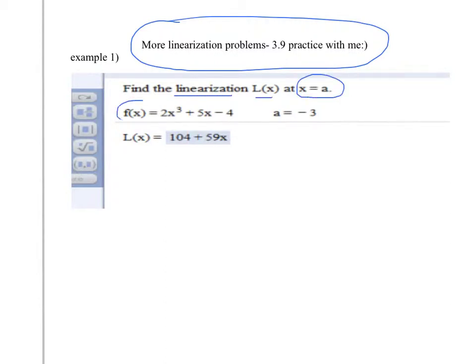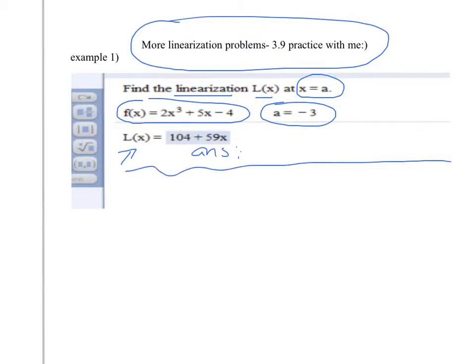So here we go. Find the linearization L of x at a point x equals a. They give us the function and some point, a equals -3. This is the answer, just ignore that temporarily. I had done that on my math lab and typed it in. I just want to show you how to get to that answer. So first we'll just perform the mechanics. To perform a linearization, that's going to be f of a plus f prime of a times x minus a.